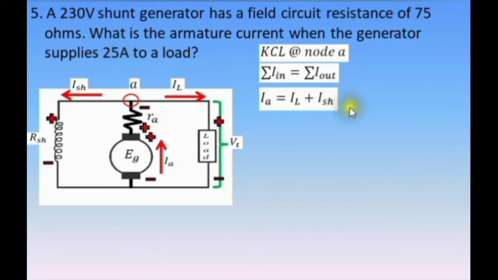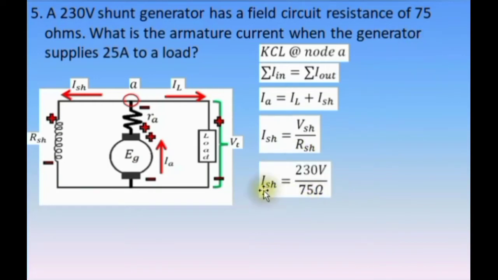And we can solve shunt field current using Ohm's law at this part of the circuit. ISH equals VSH over RSH. Again, the shunt field voltage is equal to the terminal voltage, that is 230 volts. Shunt field resistance is 75 ohms. Substitute those values. We have ISH equals 230 volts divided by 75 ohms. That is 3.067 amperes. Now we can substitute this value to this equation.